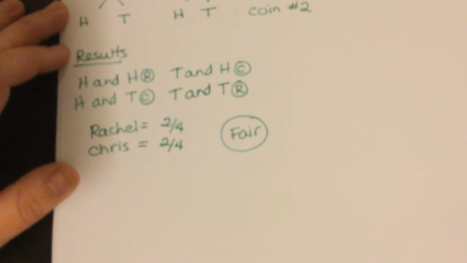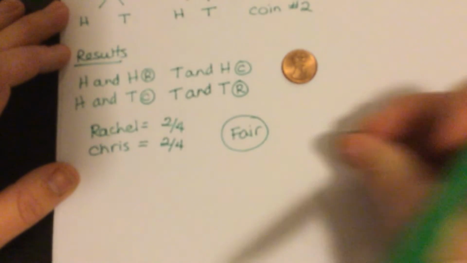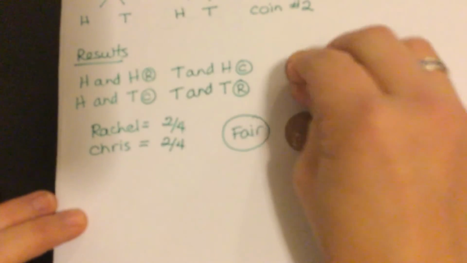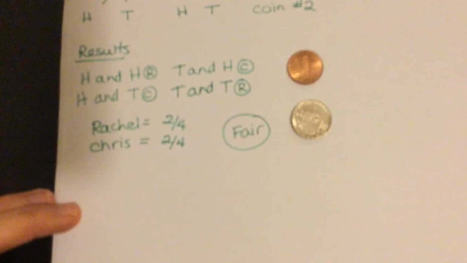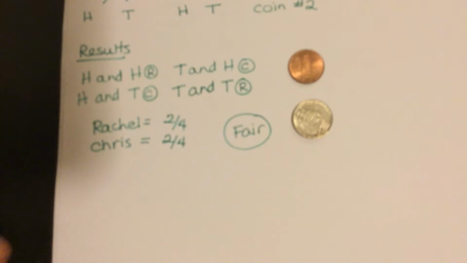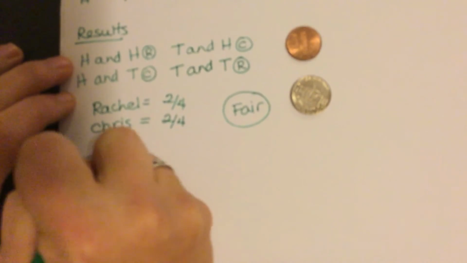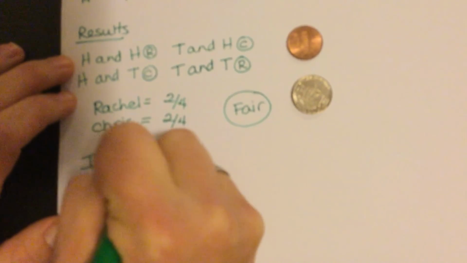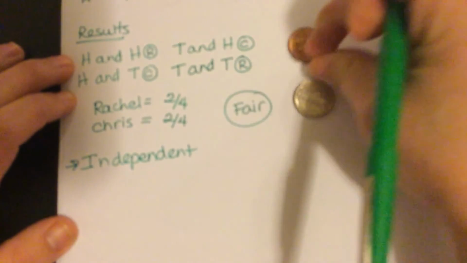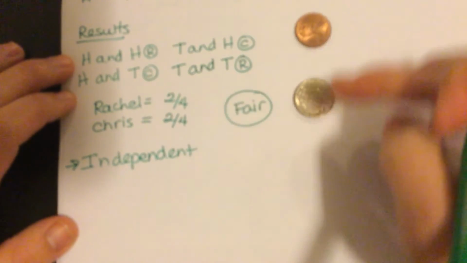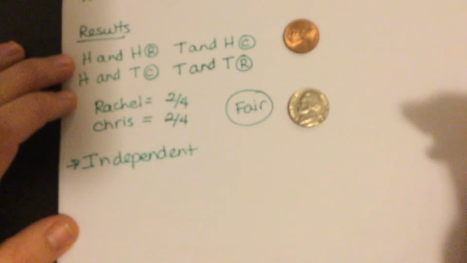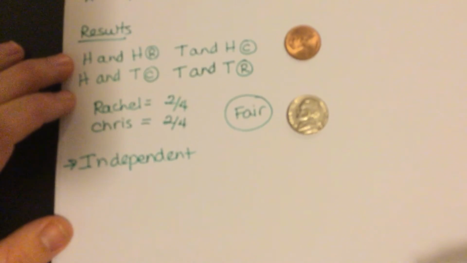Doesn't matter if I'm flipping a penny or nickel, my choices are still the same. I have 2 choices. I can get heads or tails. My table is going to look the exact same no matter what type of coins I have. These 2 events are independent because when I flip a coin, it's not like I'm using up the heads. If I get a heads on the penny, I can still get a heads on the nickel. That is how I know the events are independent.